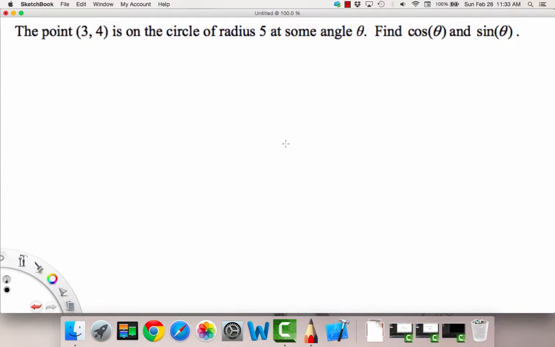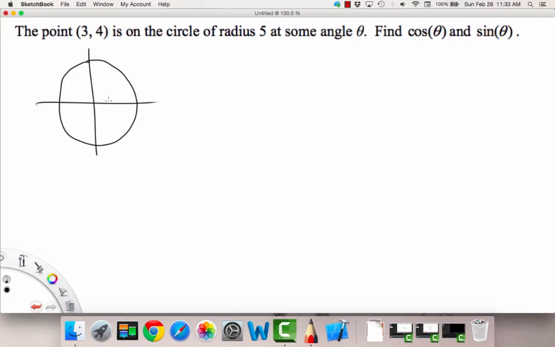So let's do an example using sine and cosine now. It says the point (3, 4) is on the circle of radius 5 at some angle theta. So now we're supposed to find cosine of that angle and sine of that angle.